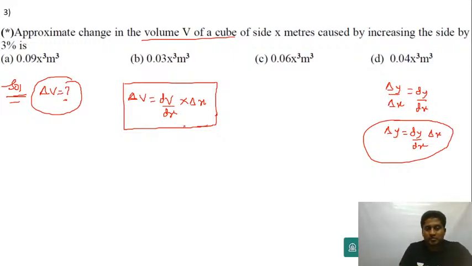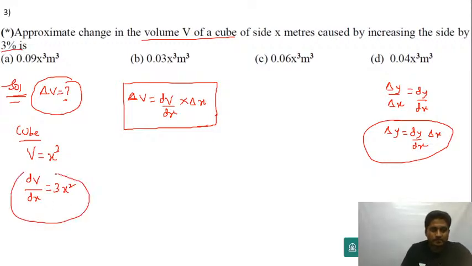I'm supposed to find the approximate change in volume of a cube when the side is increased by 3%. So the volume of a cube is equal to side cubed, that is x cube. If you differentiate, you get dv by dx is equal to 3x square. It's also given in the question that the side is increased by 3%, so delta x is equal to 3% of x.